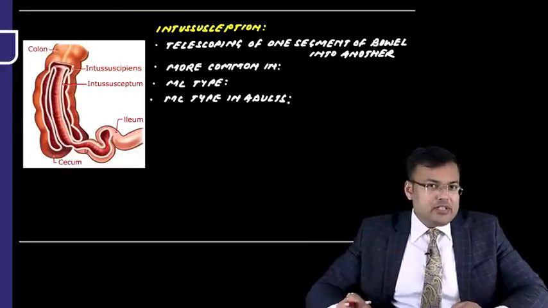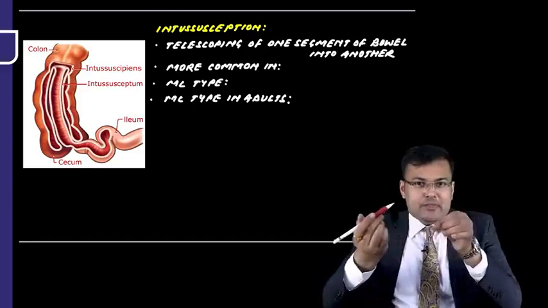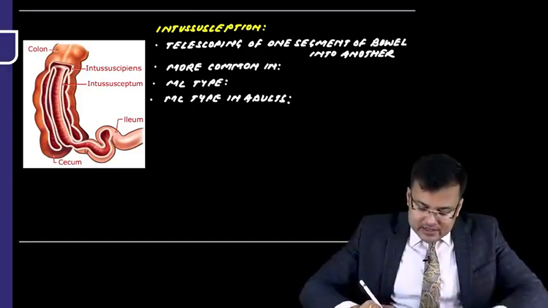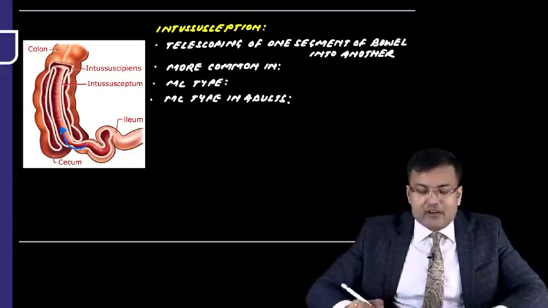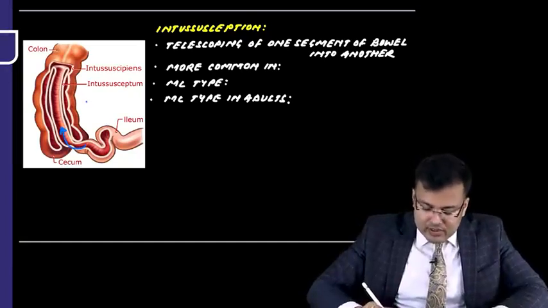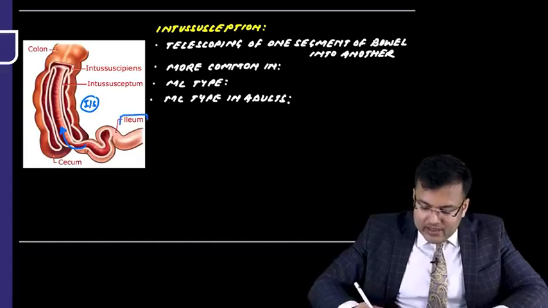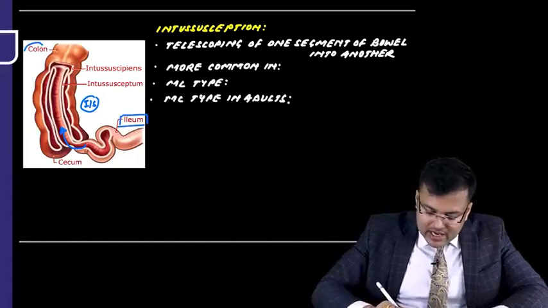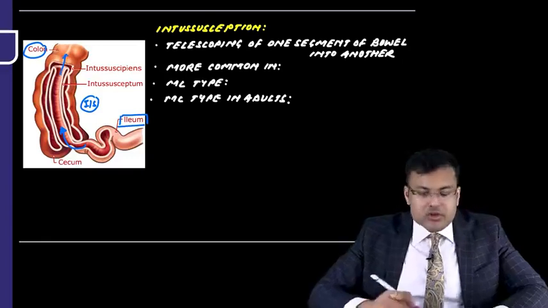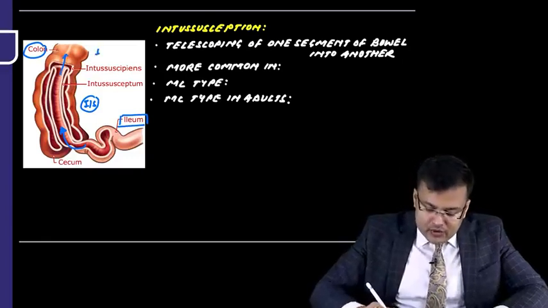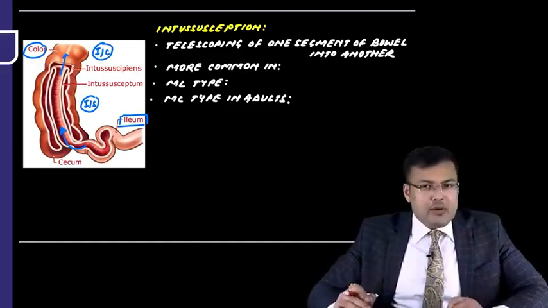In this image, you can see that there is telescoping of one segment of bowel into another. This telescoping of one segment of bowel into another is known as what? This is known as intussusception. And here you can see the ileum is going into the colon. Since the ileum is entering into the colon, what is this type? This is ileocolic. And this ileocolic type of intussusception is the most common type in children.